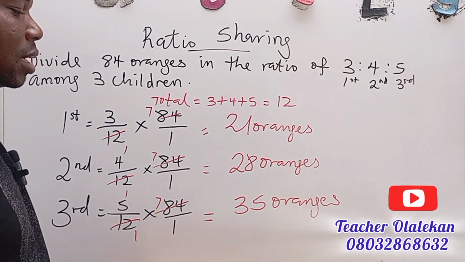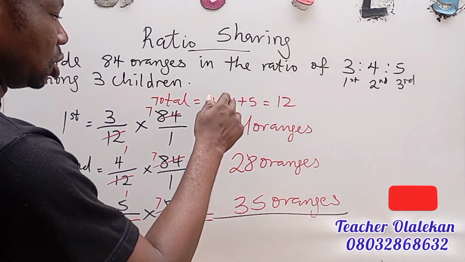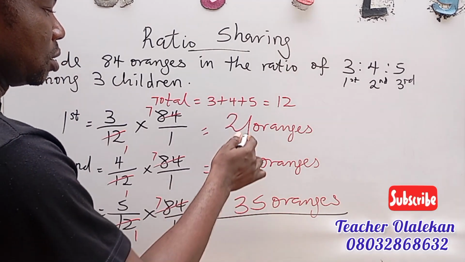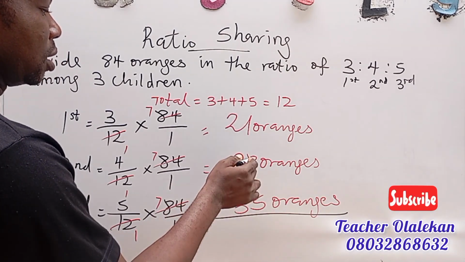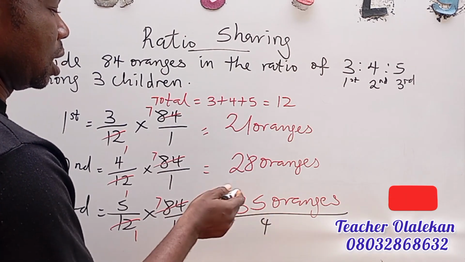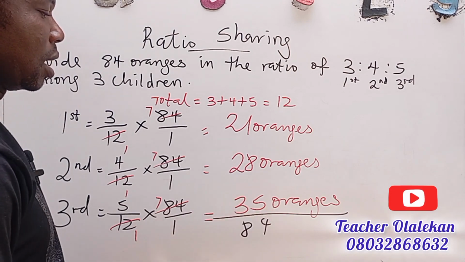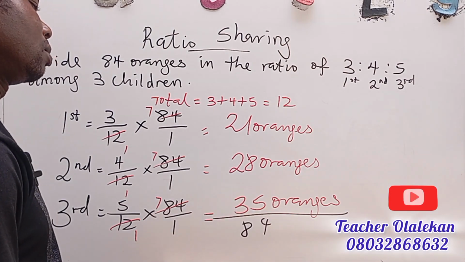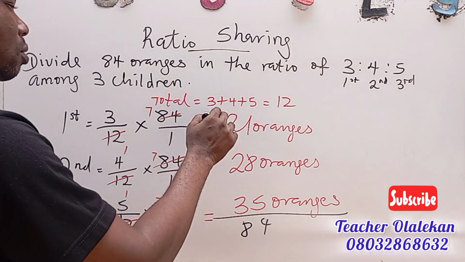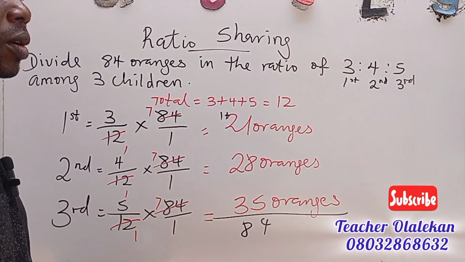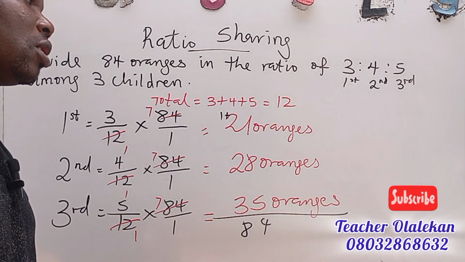So to know if our answer is correct or wrong, you may add all the shares that you've shared. So let's add together to see. This plus this, that's 4, and this plus this, that's 8. So we are definitely correct, because one will be taken here. So we are very correct. So that's how to share your ratio.